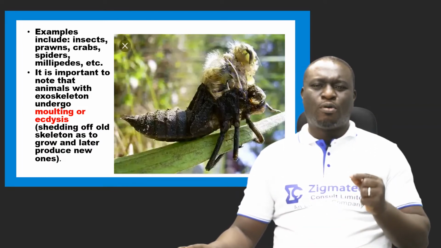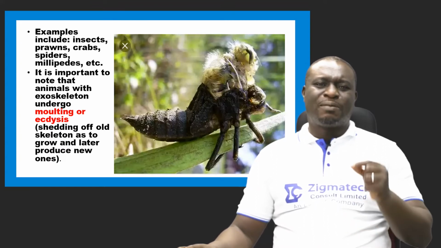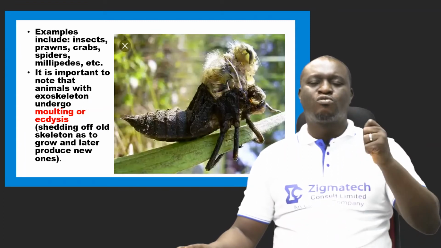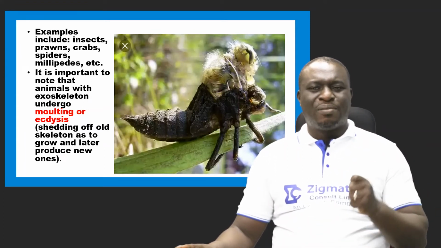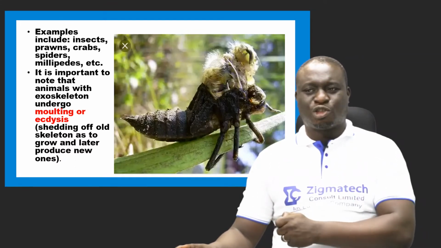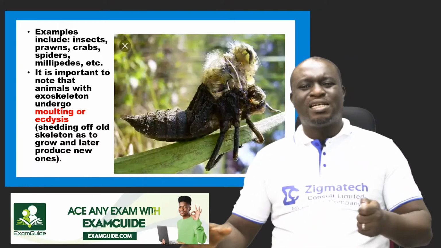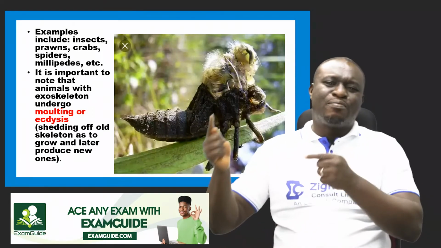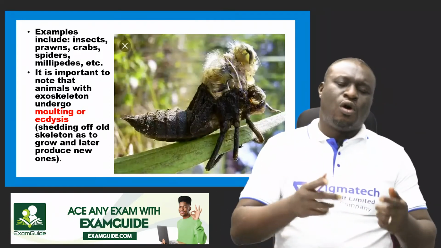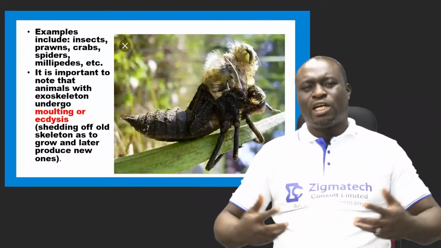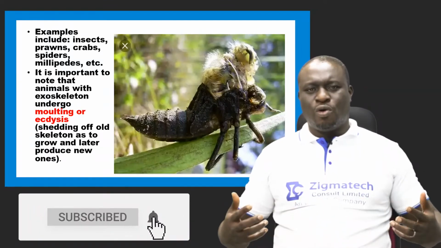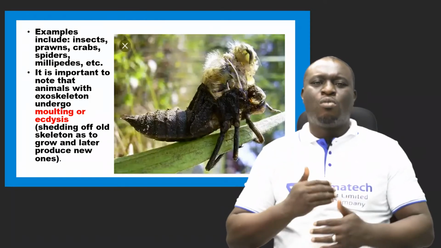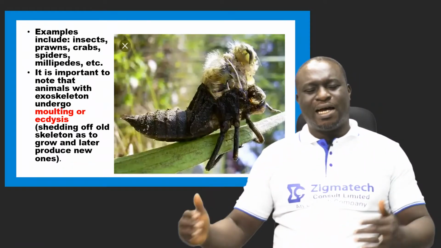Now, it is very important to note this, that animals that possess exoskeleton, most of them undergo what we call molting. As you can see on the screen, molting is simply the shedding off of old skin so as to grow and later produce new ones. So organisms from time to time shed off old skin in order to grow, and they produce new ones. Now, that process, we call it molting, or you can call it ecdysis.